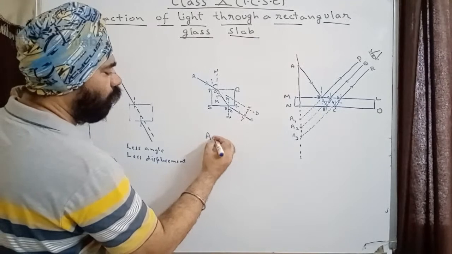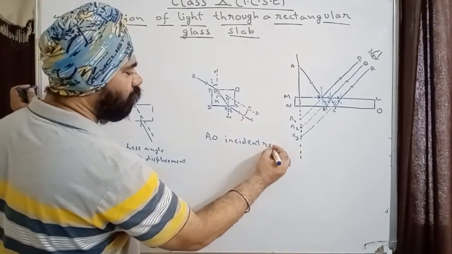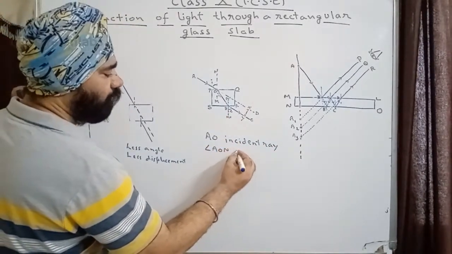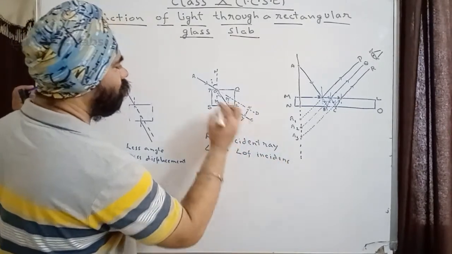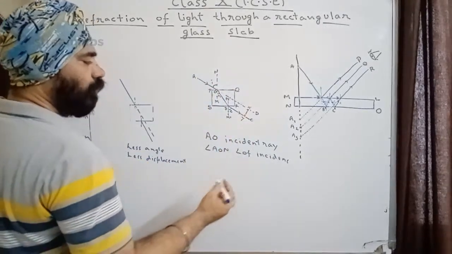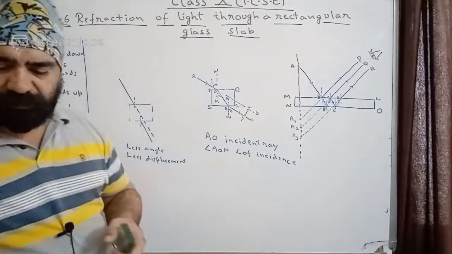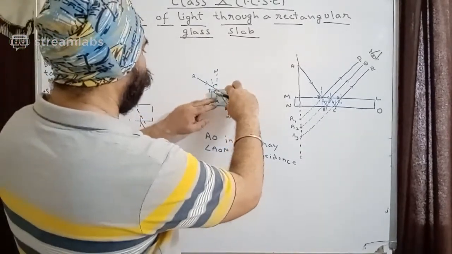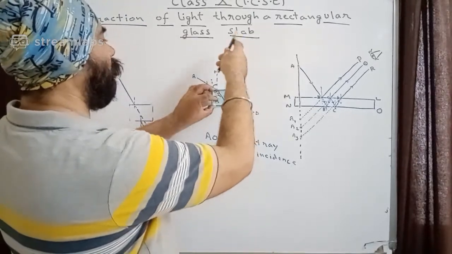Now AO is the incident ray. And angle AON is the angle of incidence. Got it? Which means this angle AON is the angle of incidence. Now this ray suffers refraction. Let's check how it does. I keep it over here like this and I switch on my laser.